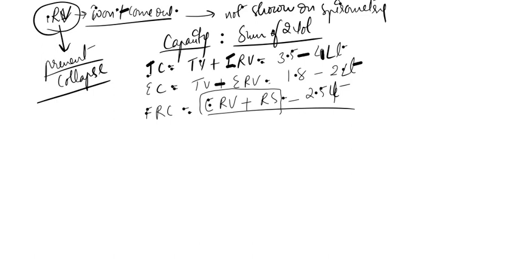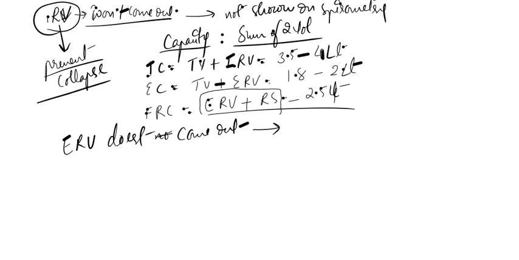As ERV doesn't come out, by this statement you have understood. As ERV doesn't come out and stays within the lungs with RV, that is residual volume, it is the sum of both ERV plus RV.